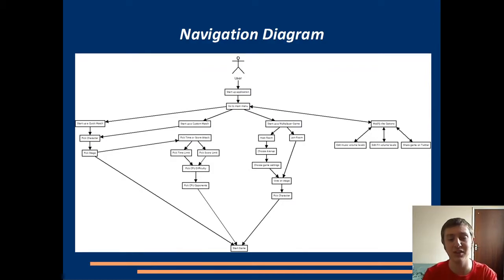But if you go to custom match, there are a lot more things that you can modify in there. The arrow goes across there because you can pick the character, and that's generic within the quick match and the custom matches themselves.